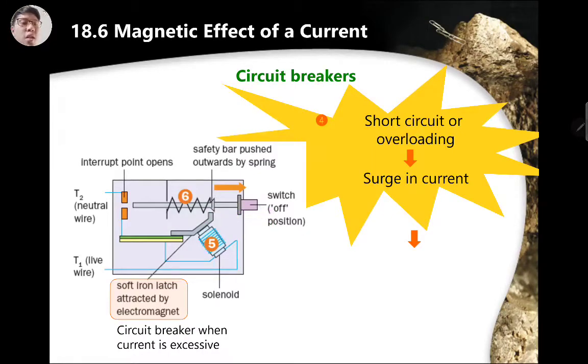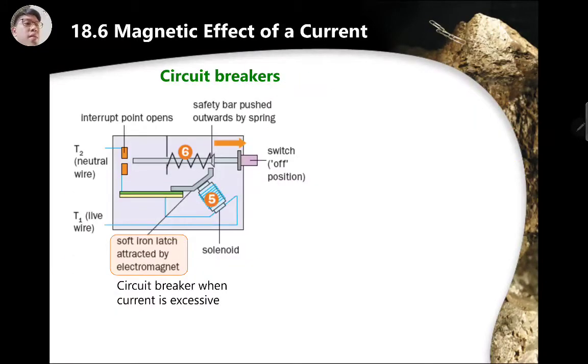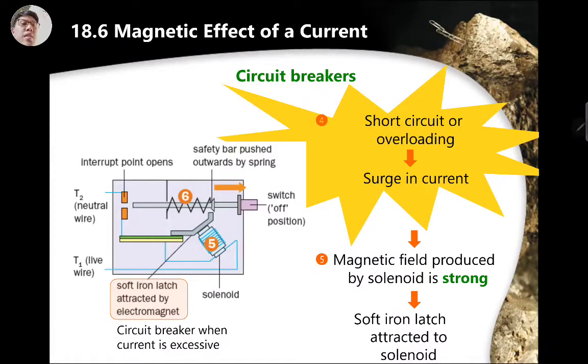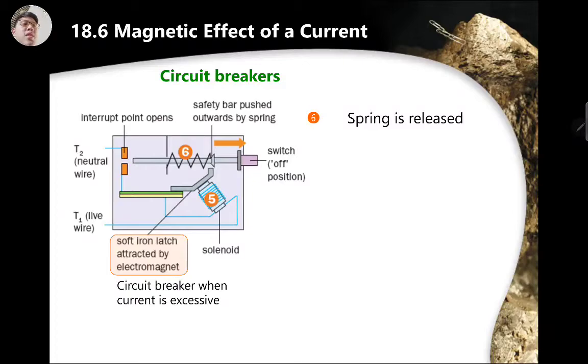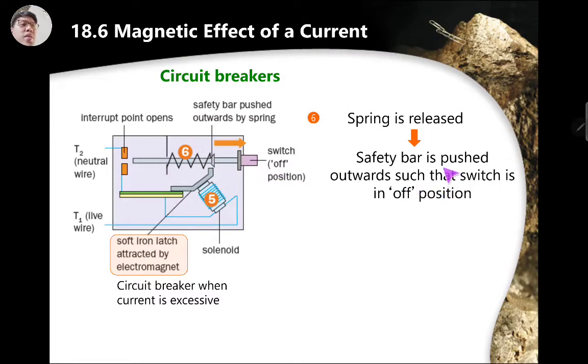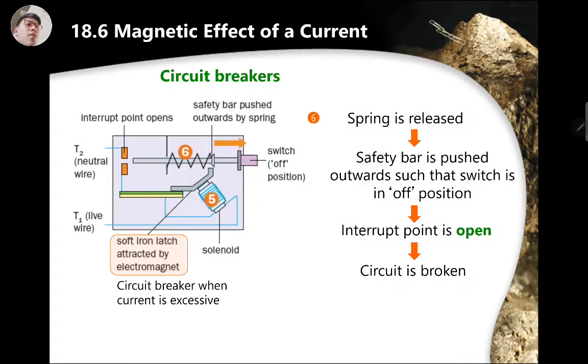And now the switch is in the off position. And then you see the interrupt point opens. The spring is released. The safety bar is pushed outwards such that the switch is in the off position. The interrupt point here is open. And so the circuit now is an open circuit. Electricity no longer flows through. The circuit is broken. So this is how we use it in circuit breakers.